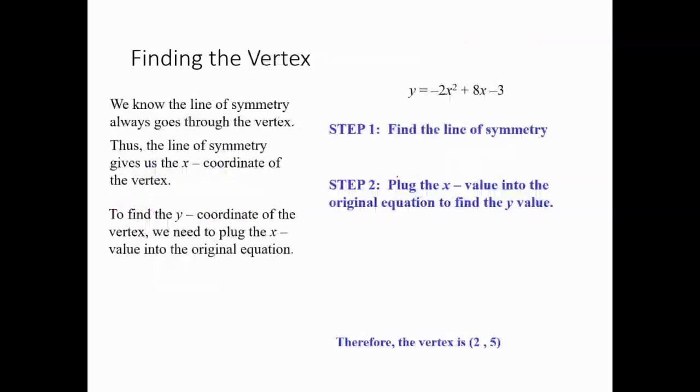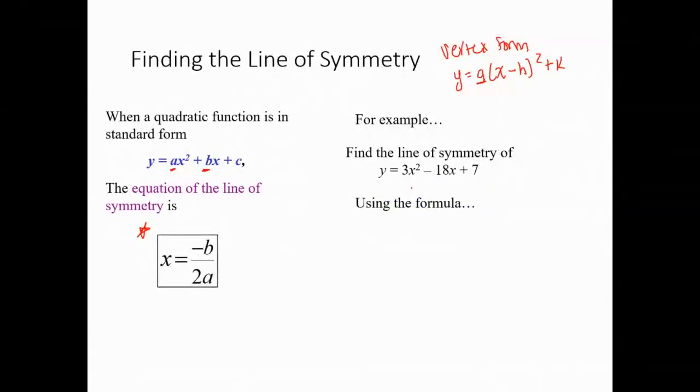So let's try an example. We're going to find the line of symmetry for this function. So let's write out: my a is 3, right, because it's in front of my x squared term. My b is negative 18, and my c is 7. So we're going to use our formula. So our formula says negative b over 2a.